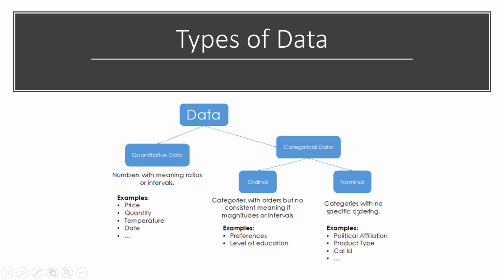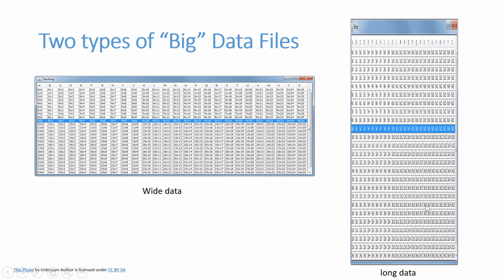Nominal categorical data are categories with no specific ordering. Here you can only do very simple operations on the data, but you really cannot sort or anything, because we don't know which one is bigger than the other. They're not quantitative data.